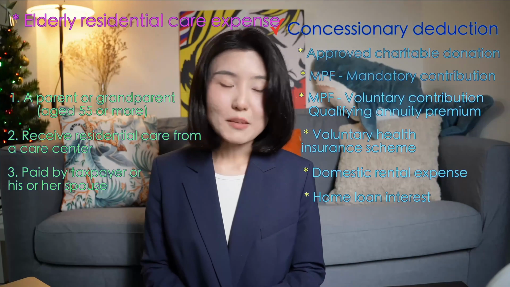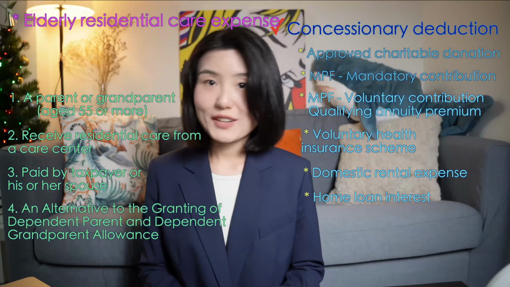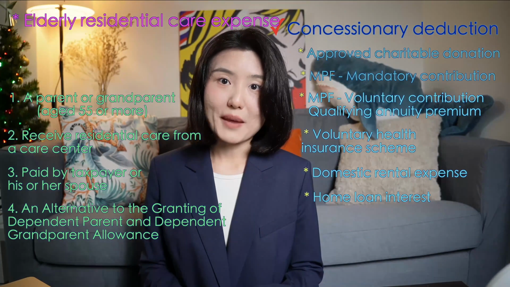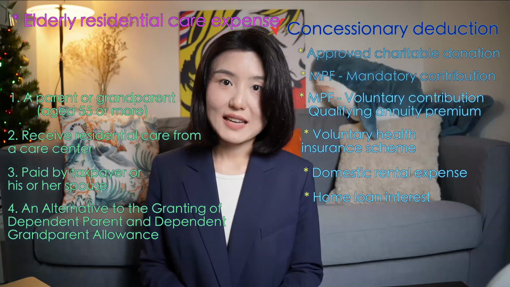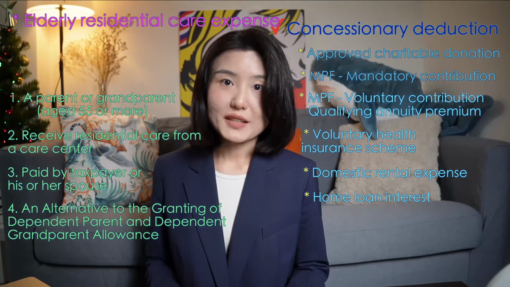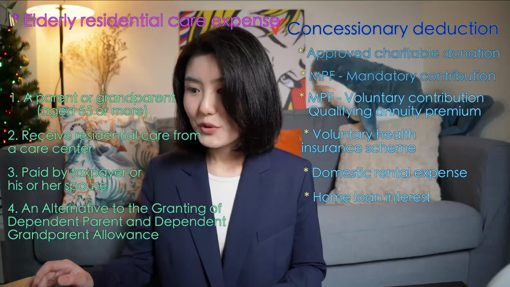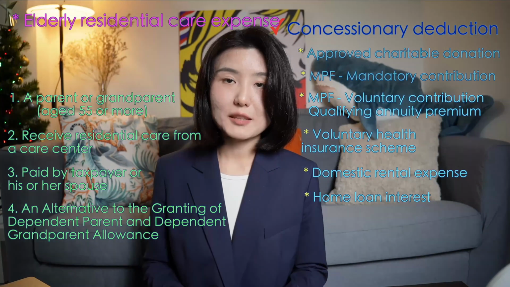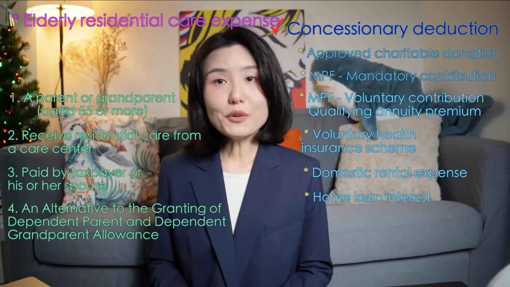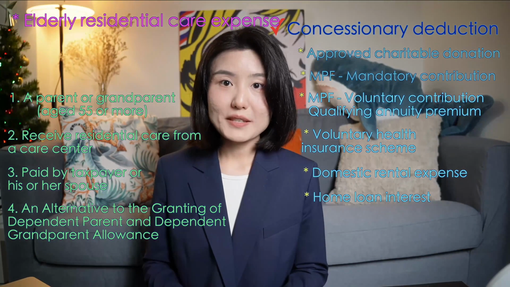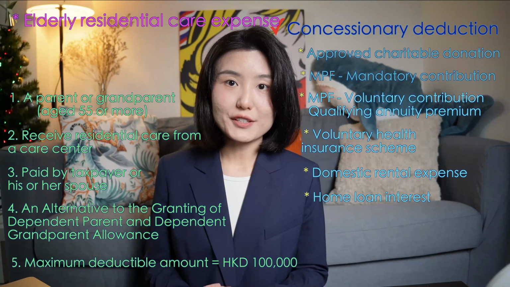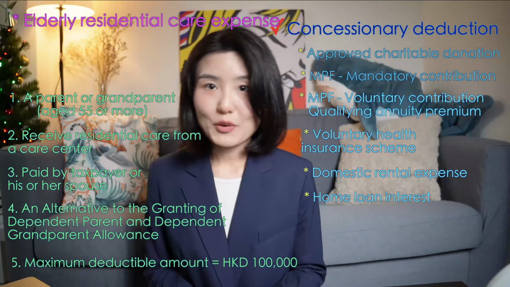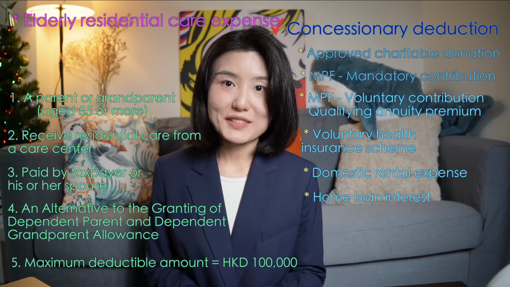year of assessment. And by the way, it is worth mentioning that when this deduction for elderly residential care expenses has been allowed for parents or grandparents, the taxpayer or spouse is not allowed to use the dependent parents or grandparents allowance. You can only choose between the elderly residential care expense or the dependent grandparent or parent allowance. Also, this deduction should be based on the actual expenses incurred or paid by the taxpayer or spouse, and the maximum deduction should be no more than 100,000 Hong Kong dollars during the year of assessment.